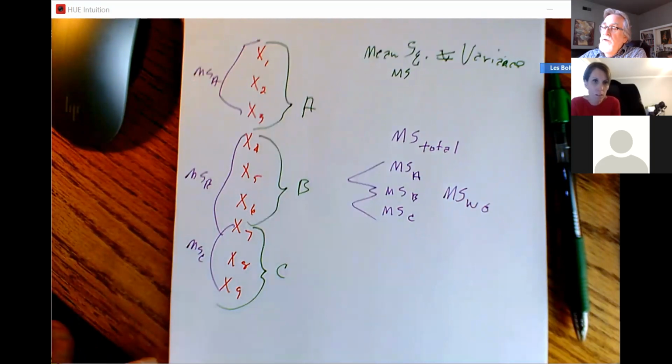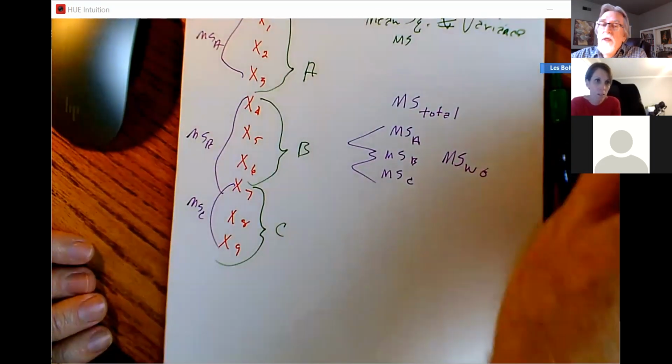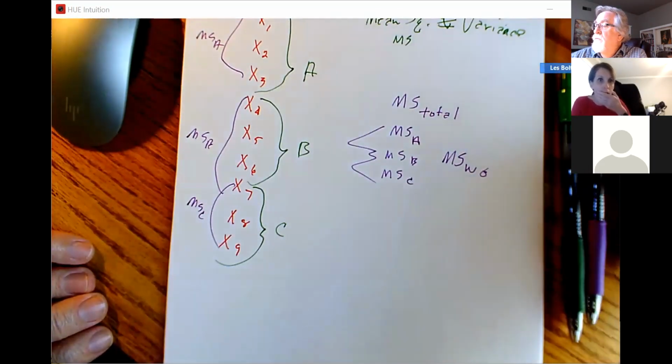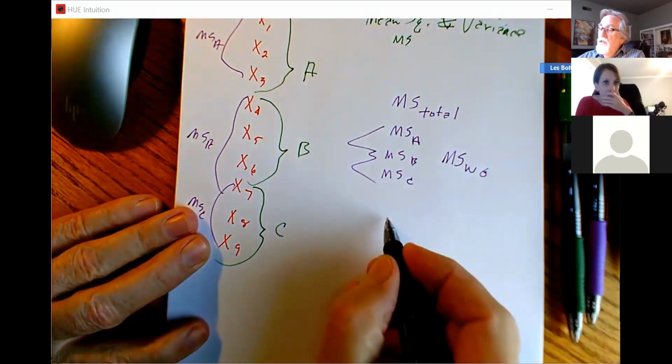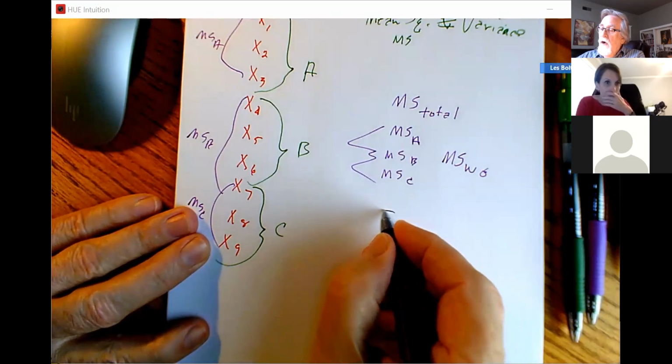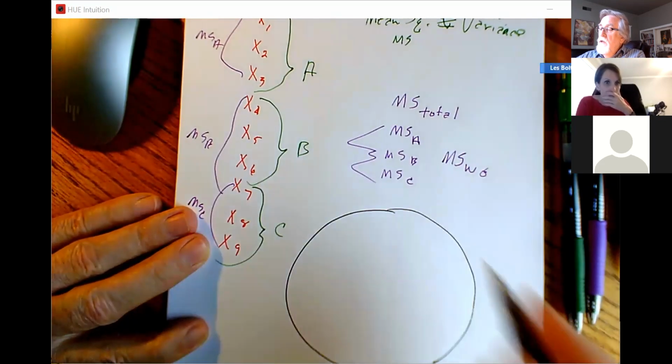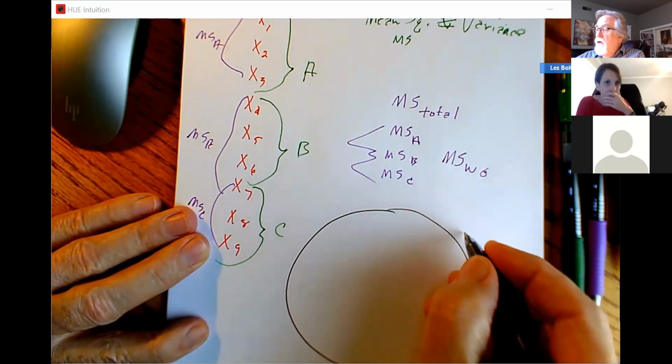And if we think about this in terms of, say, circles, let's look at a circle. Let's say that this circle represents the total mean squares.